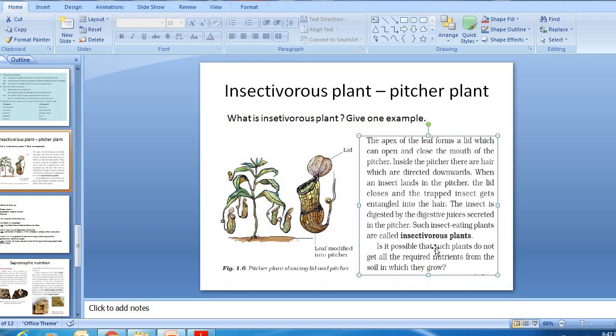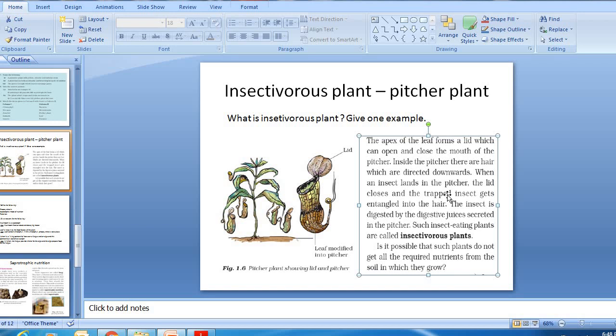If a question is asked, what are insectivorous plants? What will you write? Do you want to write this much text, this much answer? No. What is an insectivorous plant? Insect-eating plants are called insectivorous plants. That is the answer. What is the example? You know now the example, pitcher plant.